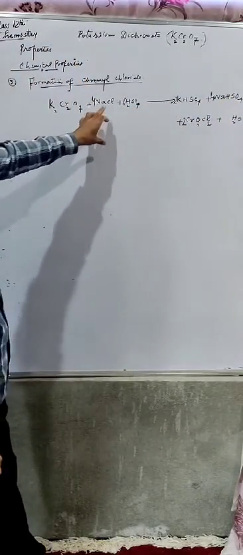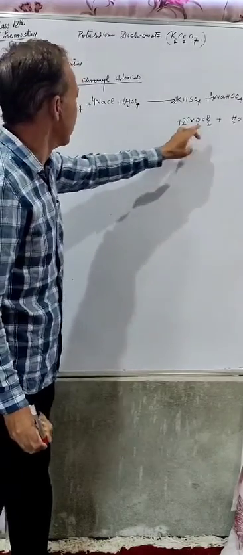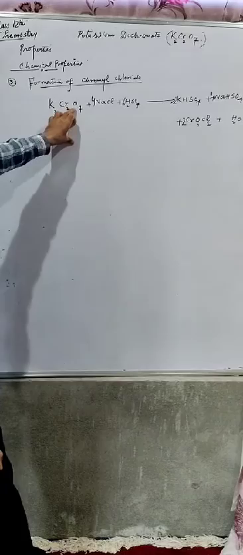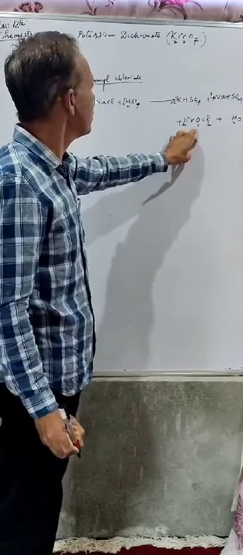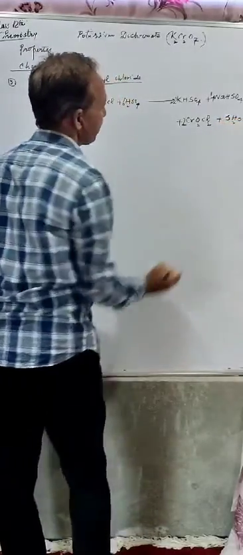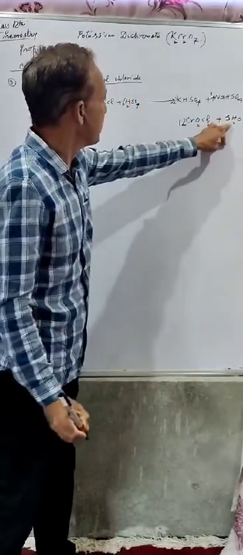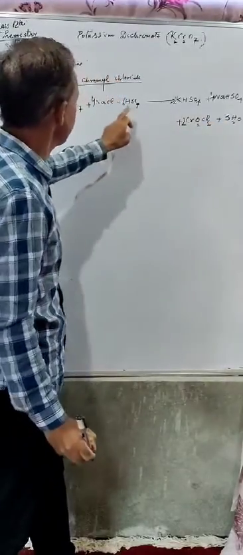Now we will balance Cl. 4 times Cl. Now oxygen. 7 times, and 3 times hydrogen. 6 times 3 and 4 times oxygen and 6 times hydrogen.